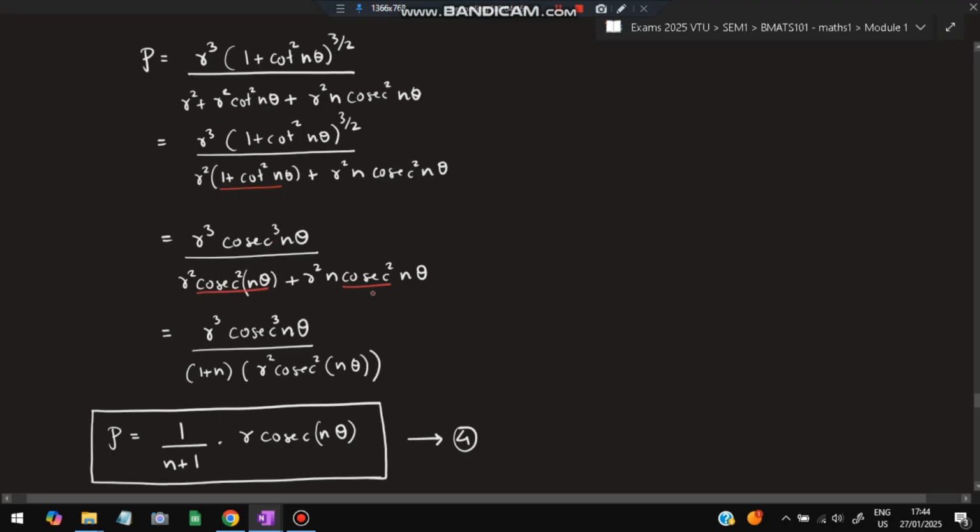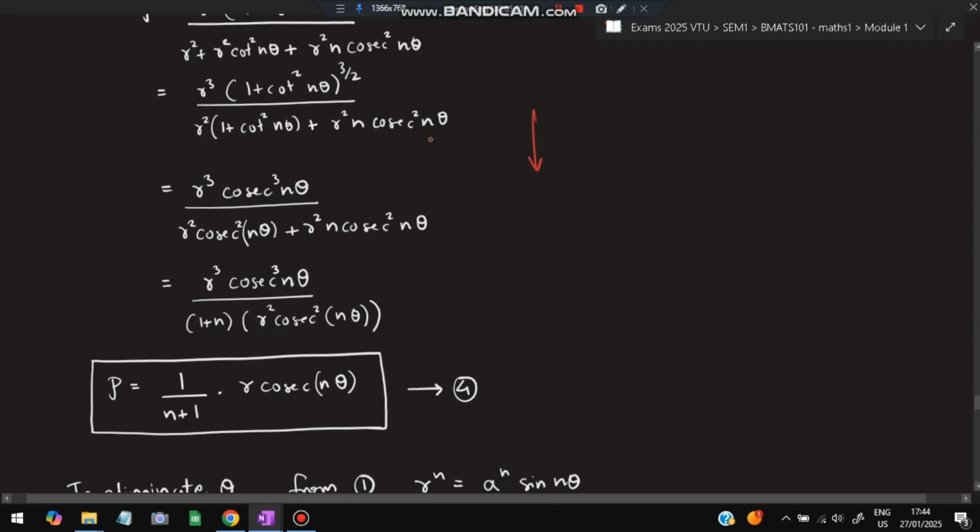Also here we have cosec square theta, so we'll take cosec square theta as common, r square cosec square theta, you'll get 1 plus n. Okay, and here cosec cube n theta is there and square is there, it will get cancelled. So if you go through the steps very carefully, you'll be able to know how the simplification is done. Okay, to keep the video simple, I'm not going through these steps.